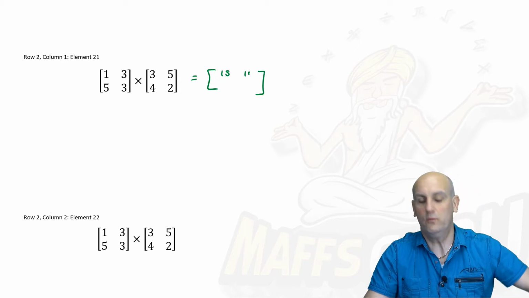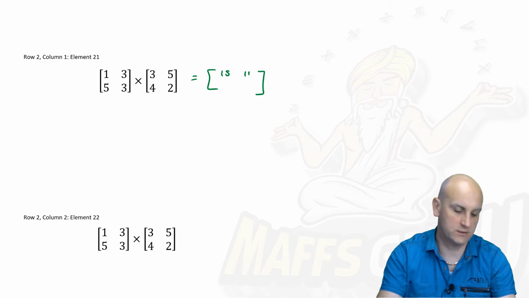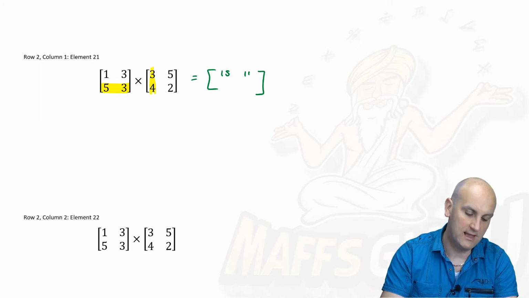What do we do now? We are going to do element 2, 1. Second row, first column. So second row and first column. Right, so 5 and 3 pair together. So that's 5 times 3.